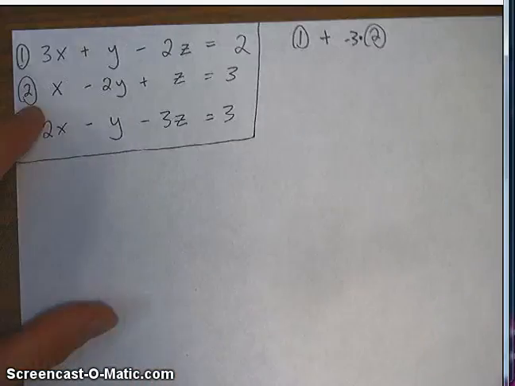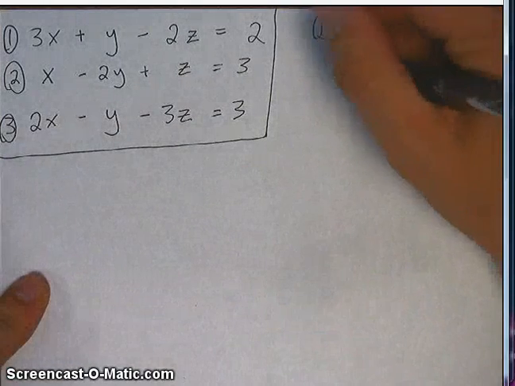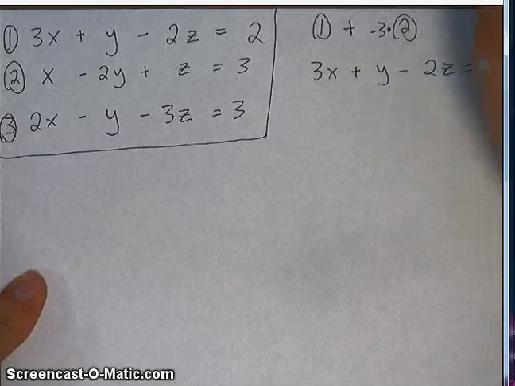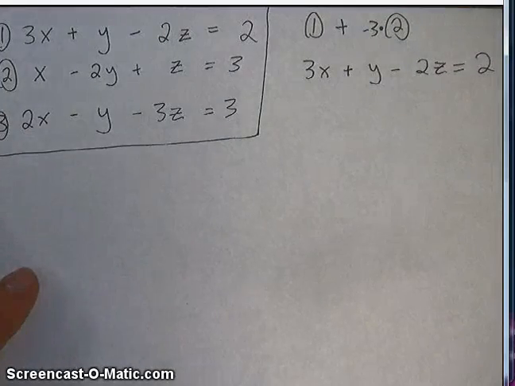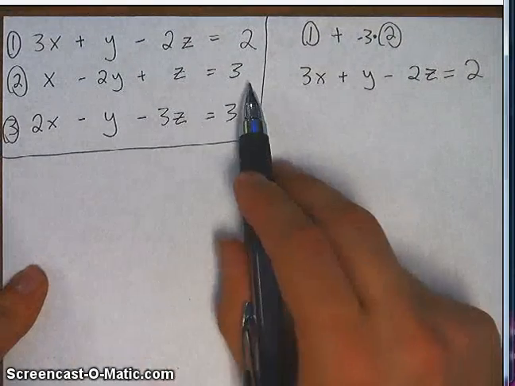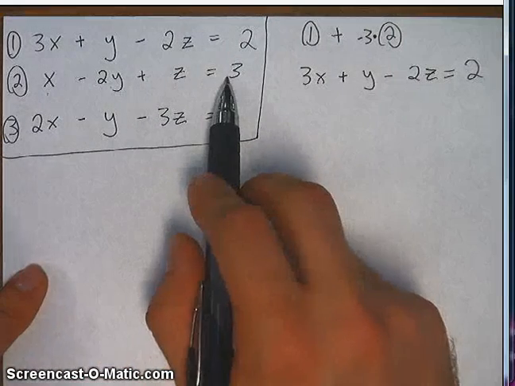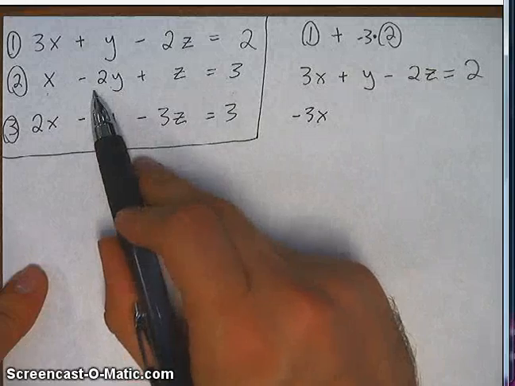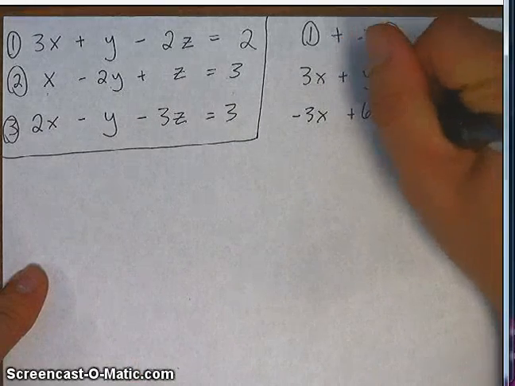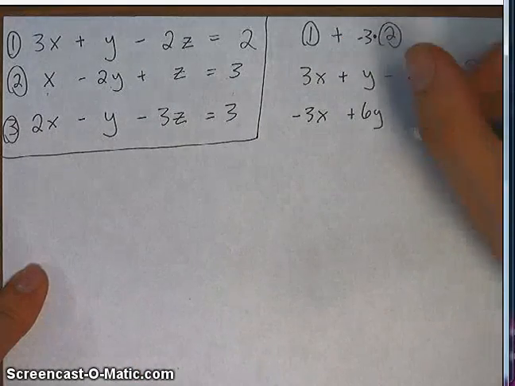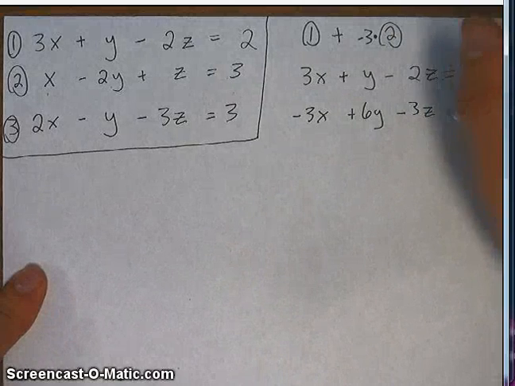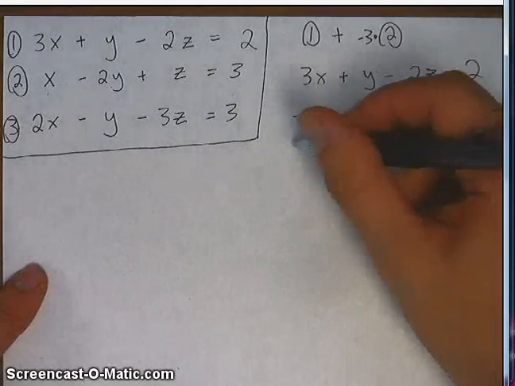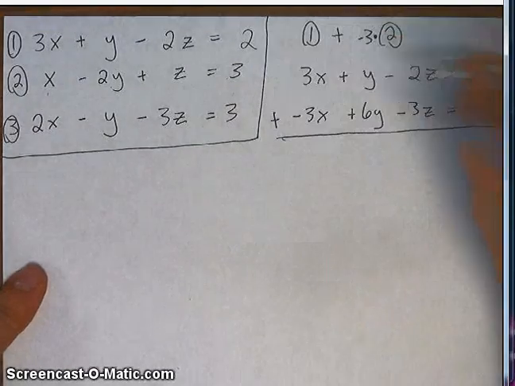So I'm just going to copy down equation 1, which is 3x plus y minus 2z equals 2. And I'm going to copy down equation 2, except I'm going to multiply all 4 terms here by negative 3. So that's going to make it negative 3x. Negative 3 times negative 2 is positive 6y. Negative 3 times z is negative 3z. And then negative 3 times 3 is negative 9. Now I simply need to add these 2 equations together.